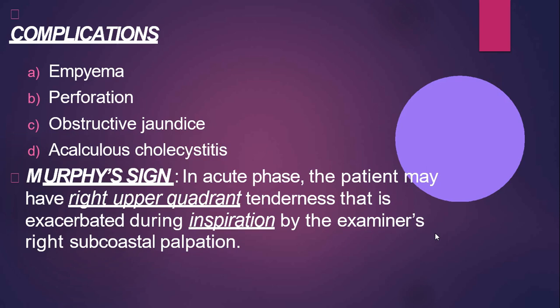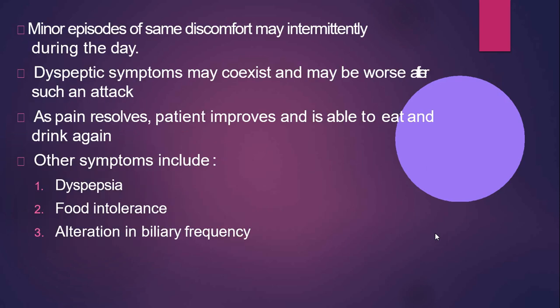Now what is Murphy's sign? As I already explained, in the acute phase the patient may have right upper quadrant tenderness that is exacerbated during inspiration by the examiner's right subcostal palpation. Minor episodes of the same discomfort may occur intermittently during the day. Dyspeptic symptoms may coexist and may be worse after such an attack. As the pain resolves, the patient improves. Now other symptoms, again it's a repetition. Why is it repetition? Because these symptoms are very important.